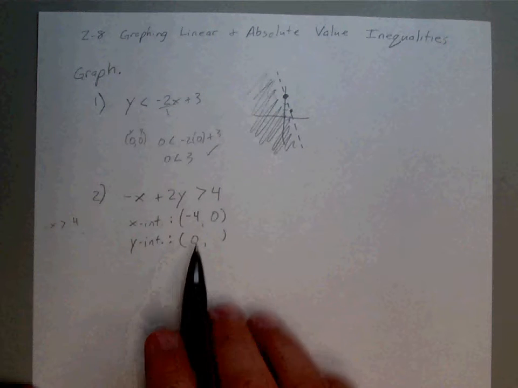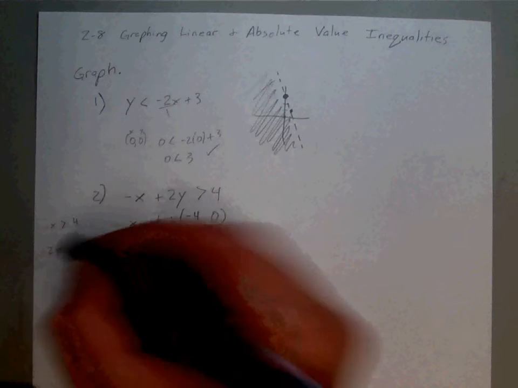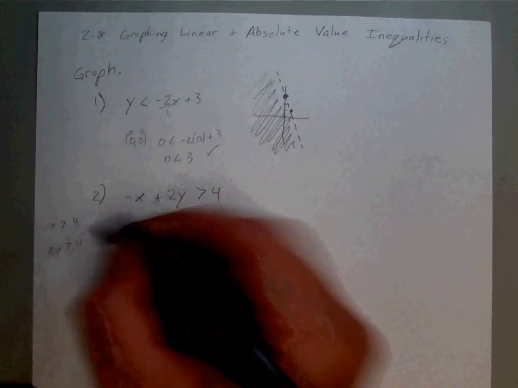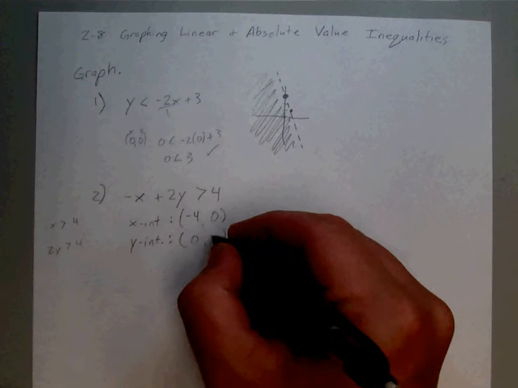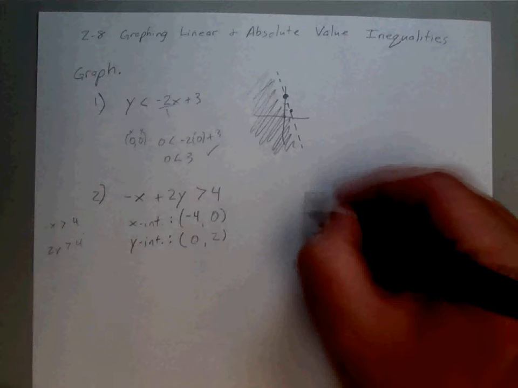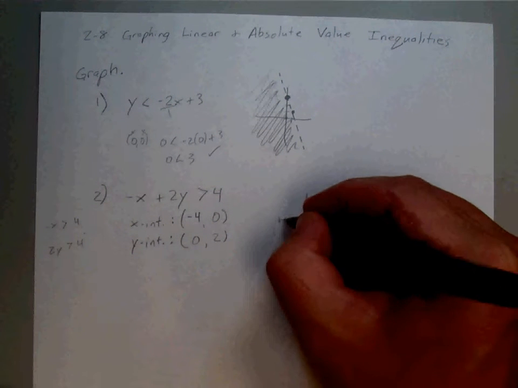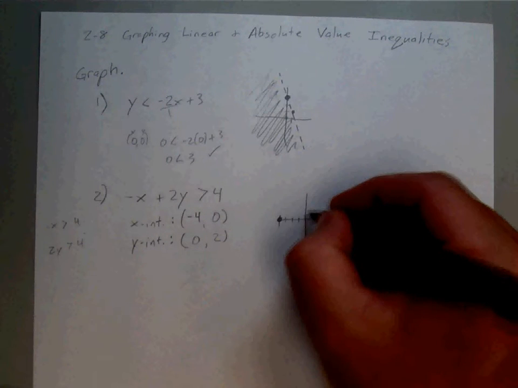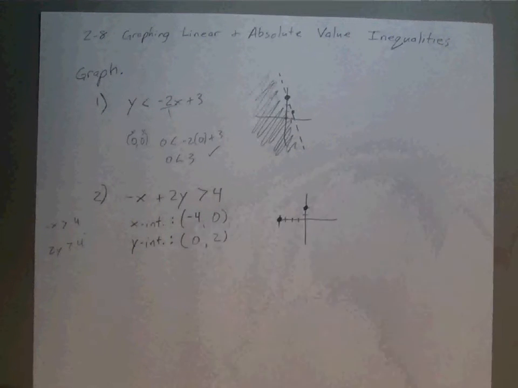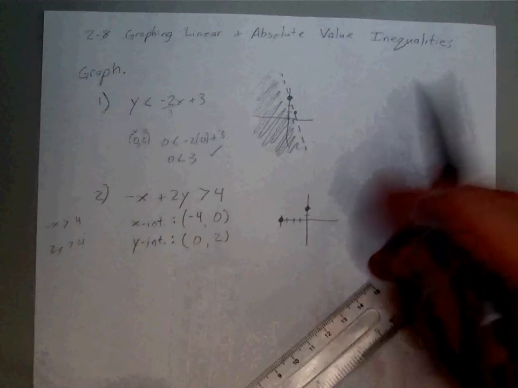And for the y-intercept, plug in 0 for x. Negative 0 is just 0, so I have 2y. It's greater than, but I don't care about that right now; you can pretend it's equal when you're finding the intercepts. 2y equals 4, divide by 2, you get 2. So I found my x and y intercepts. An x-intercept of negative 4, put a point. Y-intercept of positive 2, put a point. Go ahead and connect the dots. Notice it's not equal to, so I use a dashed line again.